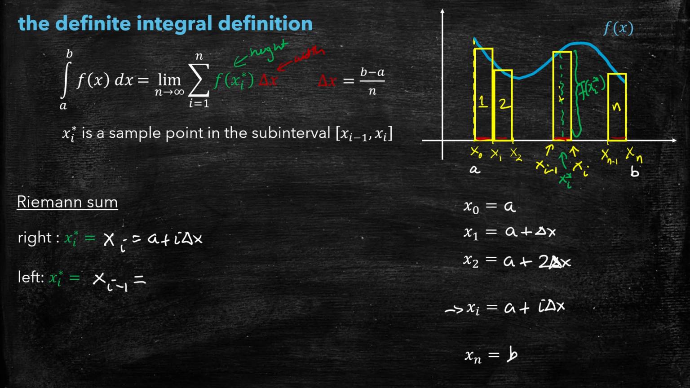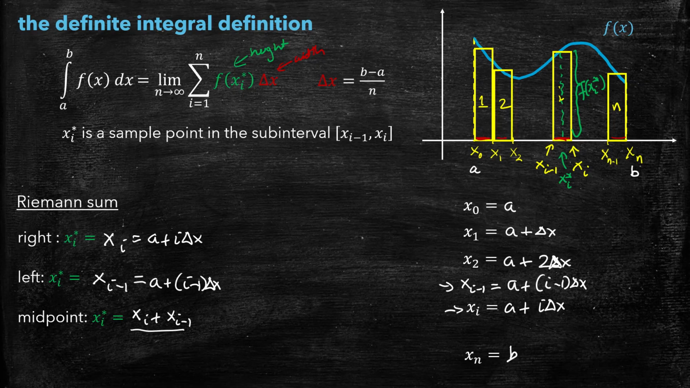And what's xi minus 1? Well, it's not shown, but it's going to be the one before, so it's going to be i minus 1 delta x's. So a plus i minus 1 delta x. And the midpoint, I'm not going to write that out in full, but you would just add the left and right and divide by 2. But really, we are going to be focusing on using the right endpoints, because that's the simplest expression to use.